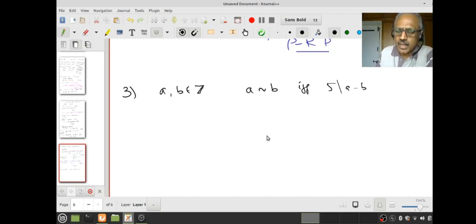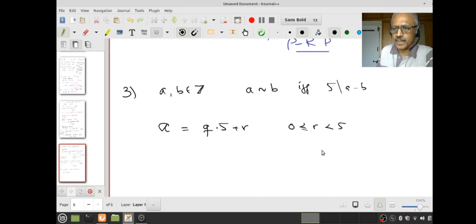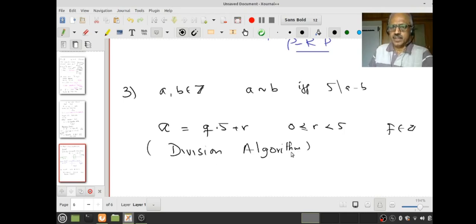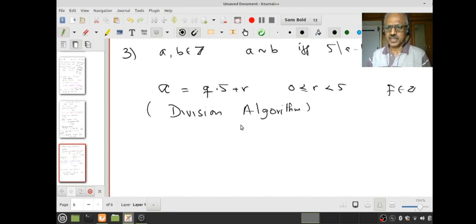Now, I hope all of you remember the division algorithm. What does it say? Given any integer A, I can write it as q times 5 plus r, where 0 is less than or equal to r, which is less than 5. q is also an integer. This is called the quotient, and this is called the remainder. This is called the division algorithm. If you have not learned it, you should learn it, because you will keep using it everywhere, in particular in group theory and ring theory. In abstract algebra, this will be one of the standard examples, so you better learn this. There will soon be a video on that, but you can look up any book.